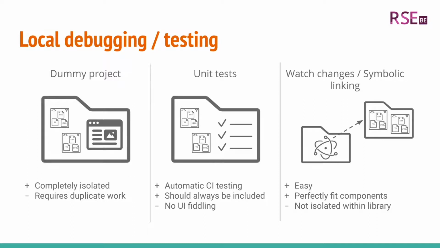The second option should actually always be included and simply consists of defining unit tests for all components. This can easily be achieved by using the vue-test-utils library in combination with Jest. This option, however, is not suitable for quickly prototyping components and fiddling around with their appearance. The final option consists of building the library in development mode with automatic recompile on changes. All compiled files are then symlinked into your project of choice, like for example the desktop app. This app will then automatically update when the linked files are recompiled.